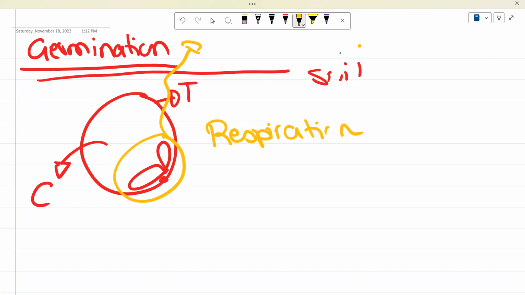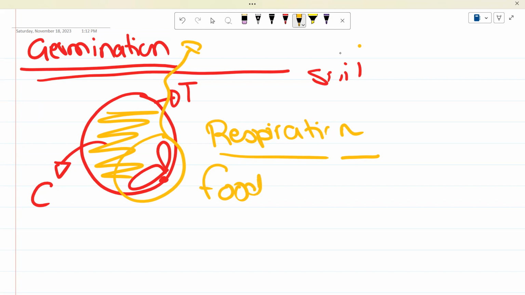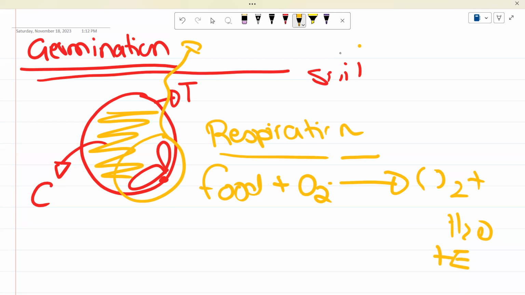It does not photosynthesize for several reasons. Number one, because there is no light underground and it needs light to do photosynthesis. Number two, it already has some stored food. It will take this stored food from the cotyledons and break it down in respiration to give it some energy, and this energy will help it grow. So this embryo will take the food, plus oxygen, to break it down in the presence of oxygen, because this is aerobic respiration, to give me carbon dioxide and water. And of course, this provides energy. This energy will be used by the plant to grow into a small baby plant, and this is germination.